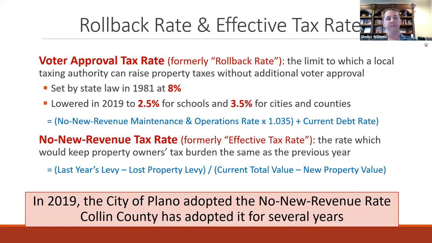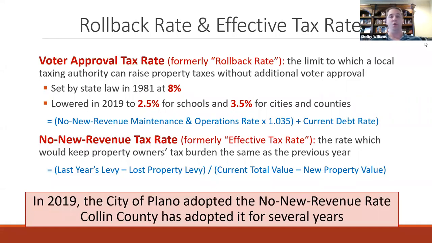So the voter approval rate is the limit to which a local taxing authority can raise your taxes in a year without seeking additional voter approval. The previous rate until January 1st of this year was 8%. So cities, counties, they could raise your taxes by 8% every year without seeking your approval. Now, why so much? Because the rate was set in 1981 when we had a little thing you may remember called stagflation. And that's about what the inflation rate was. It was about 8% at that time.